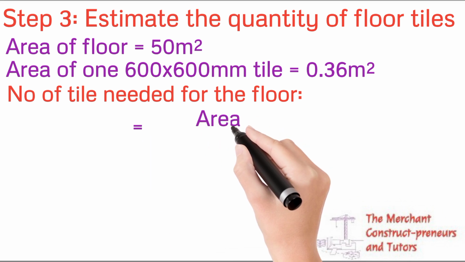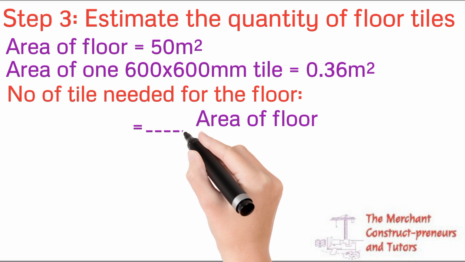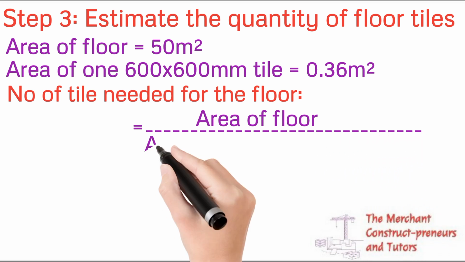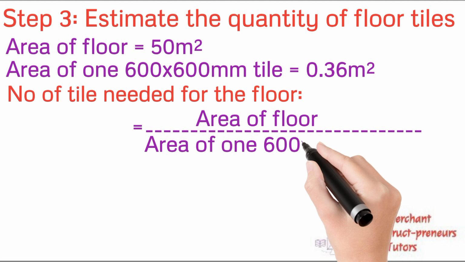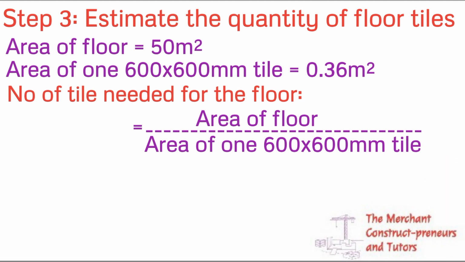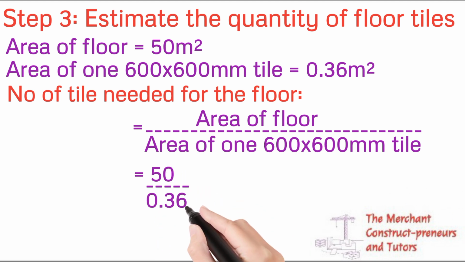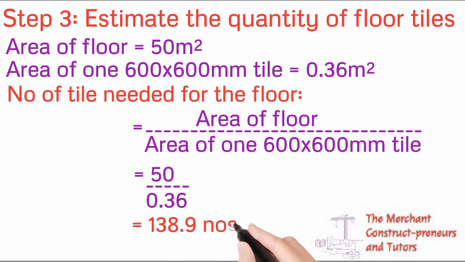So the next thing we're going to be looking at is the area of floor divided by the area of one 600 by 600 millimeter tile. We want to know the number of tiles needed for that area. So 50 divided by 0.36 will give us 138.9 tiles, approximately 139, or let's say 140. So that is the number of 600 by 600 tiles that will be needed in that room that is 50 square meters. I hope this is clear enough.